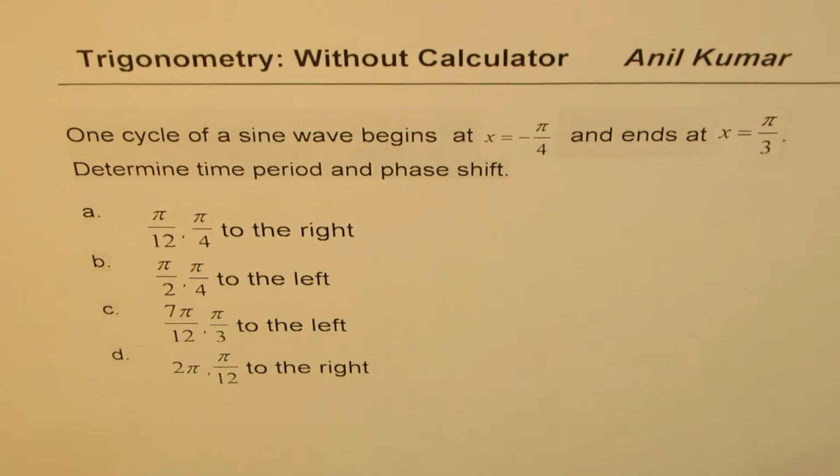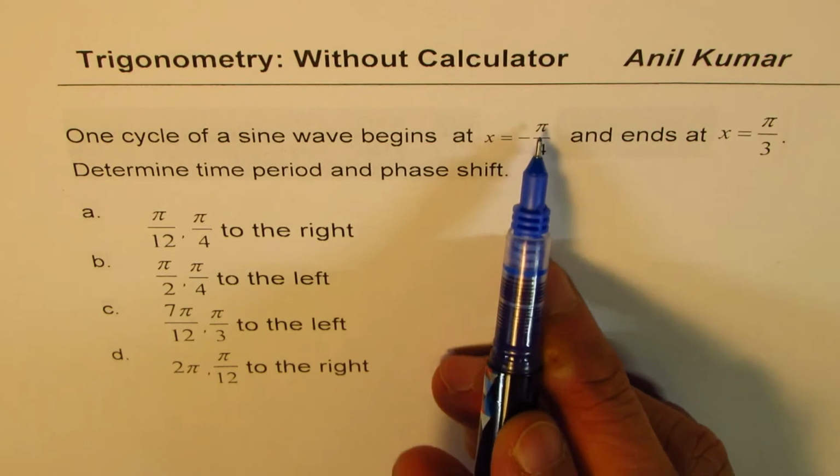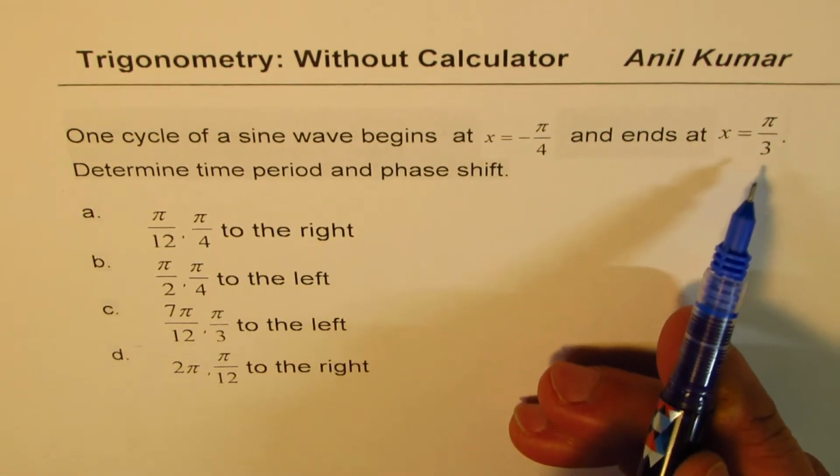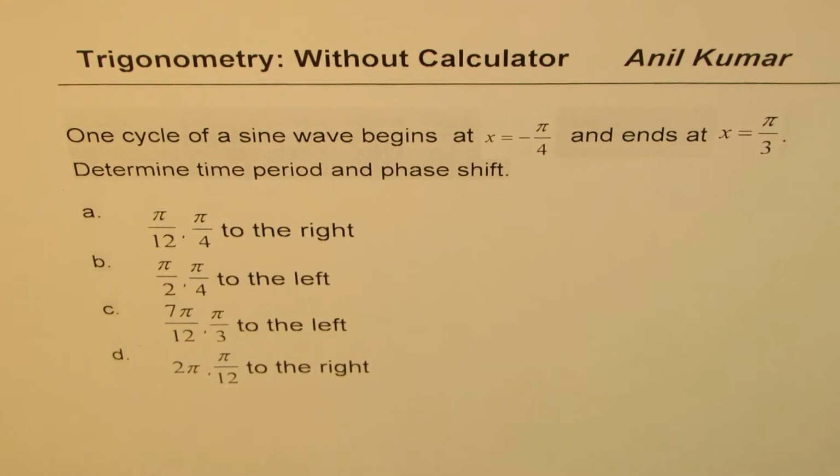One cycle of a sine wave begins at x equals minus pi by 4 and ends at x equals pi by 3. Determine time period and phase shift.